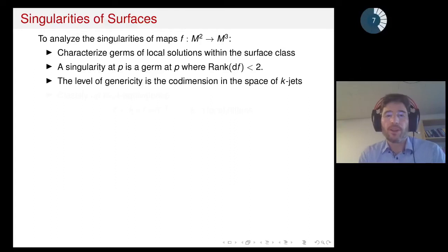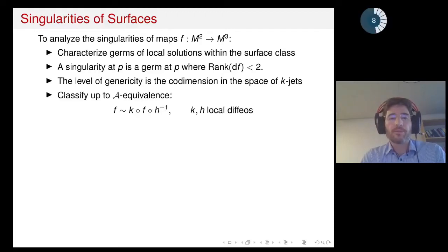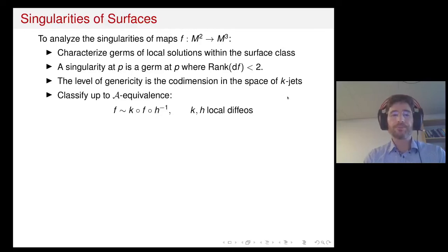And the level of genericity is the codimension in the space of k-jets. This is again within the relevant surface class. And what we want to do is classify them up to A equivalence. So that means that F is equivalent to another germ if you can find these local diffeomorphisms of the two spaces that take one germ to the other germ.